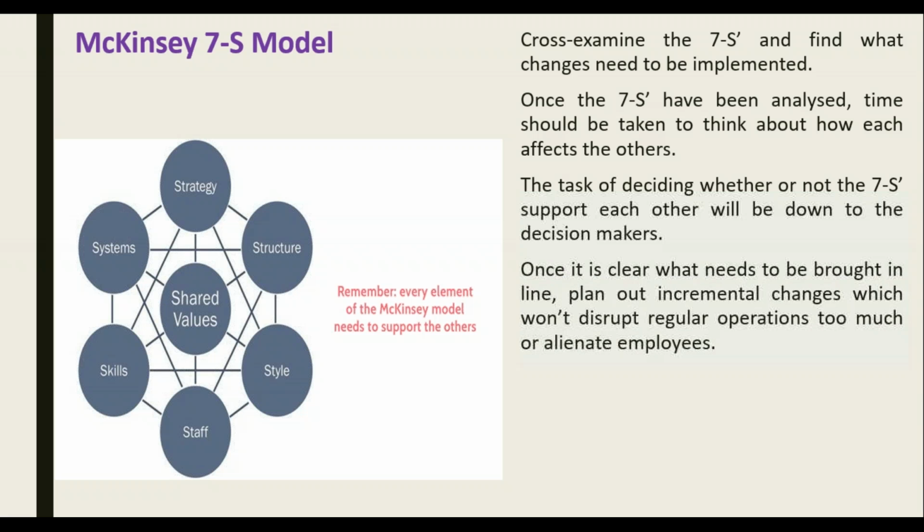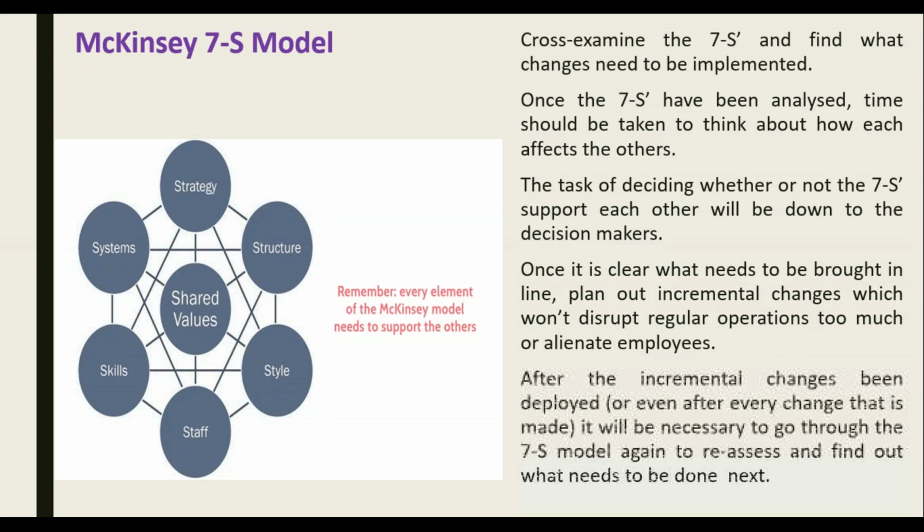Once it's clear what needs to be brought into line, you need to plan out incremental changes which won't disrupt regular operations too much or alienate employees. After the incremental changes have been deployed, or even after every change that you make, it'll be necessary to go through the 7S model again to reassess and find out what needs to be done next.